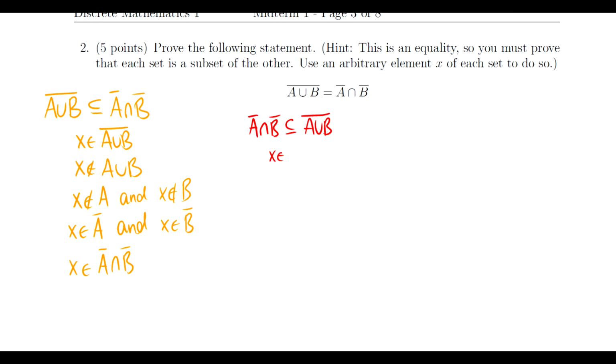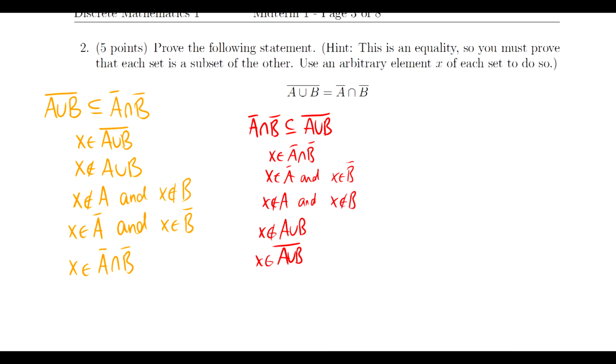We take x as an element of A bar intersection B bar, and we pretty much go the opposite way. So we know that x is in A bar and x is in B bar, so x is not going to be in A and x is not going to be in B. Therefore, we can claim that x is not going to be in A union B. Therefore, x is going to be in (A union B) bar. So this is just taking an arbitrary element and messing around with English words and logic to figure out that the following conclusion can be made.